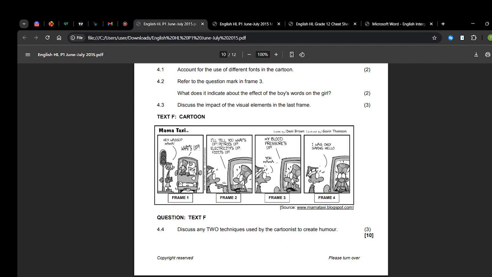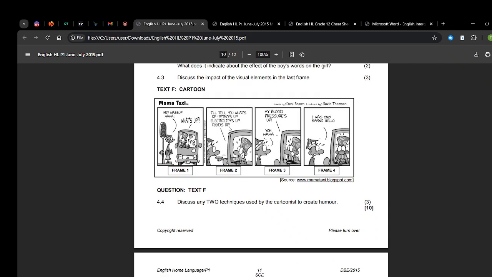Humor, this guy looks angry. You see his glasses are emphasized, they're much bigger now. There's sweat coming from his face. And this boy's eye is now shocked. His eyes are much wider and much more open. He says, my blood pressure's up. Then he says, yo, mama. Then the last frame says, I was only saying hello. Yeah, that's true. Sometimes you're not really trying to get people angry. You're just trying to have a conversation and then they just snap at you.